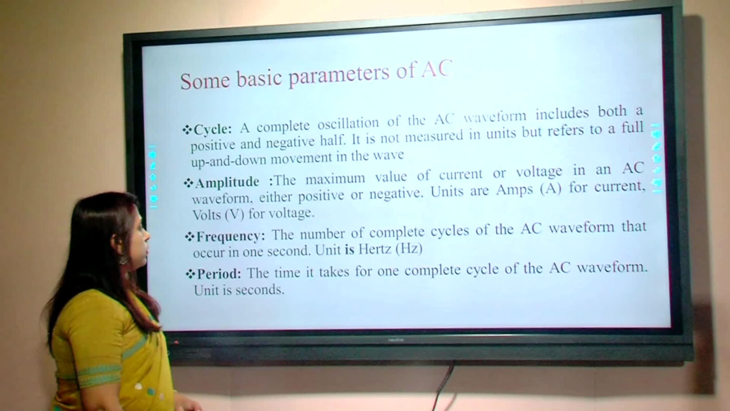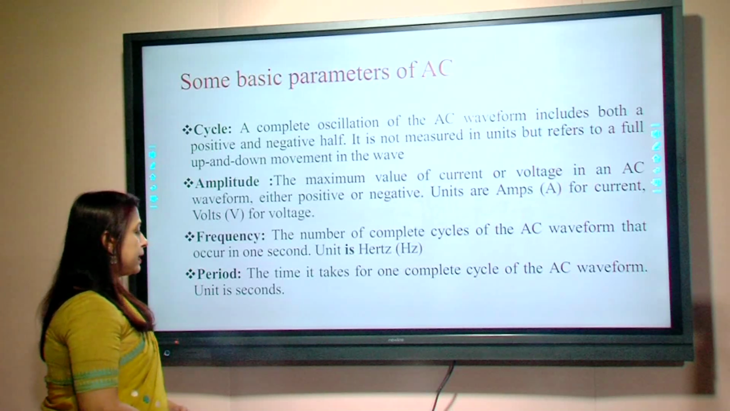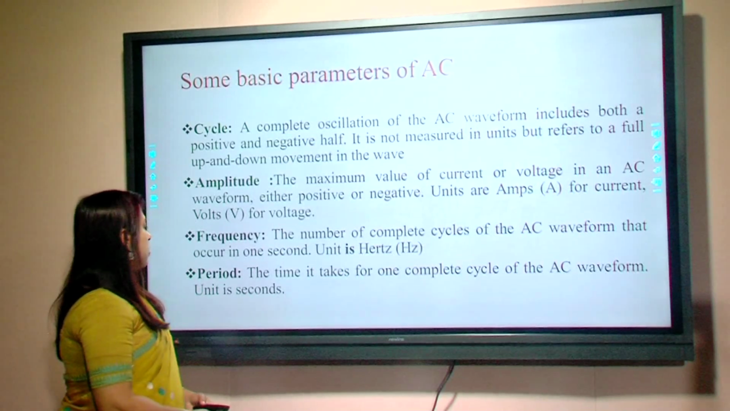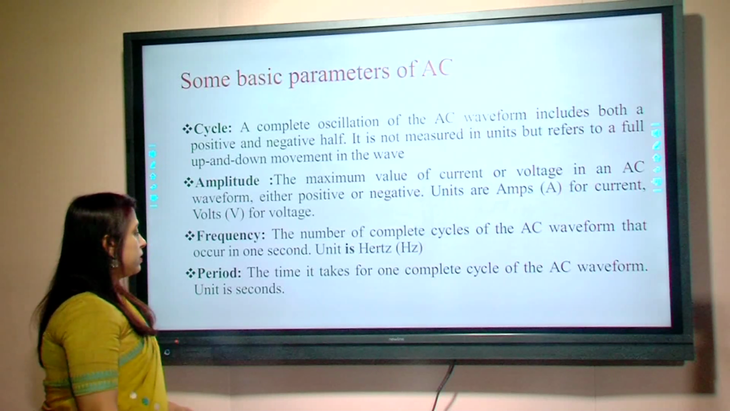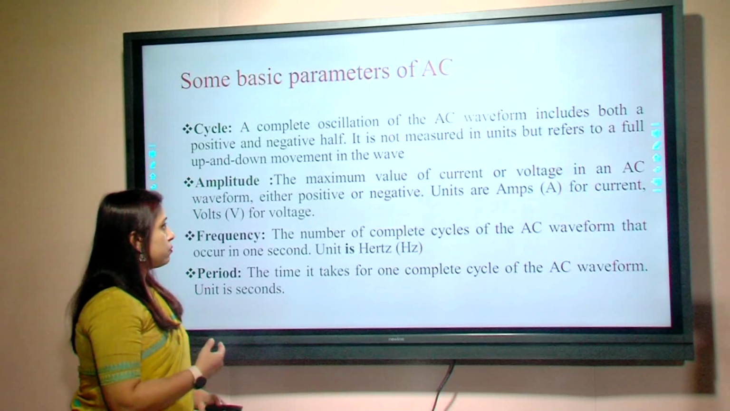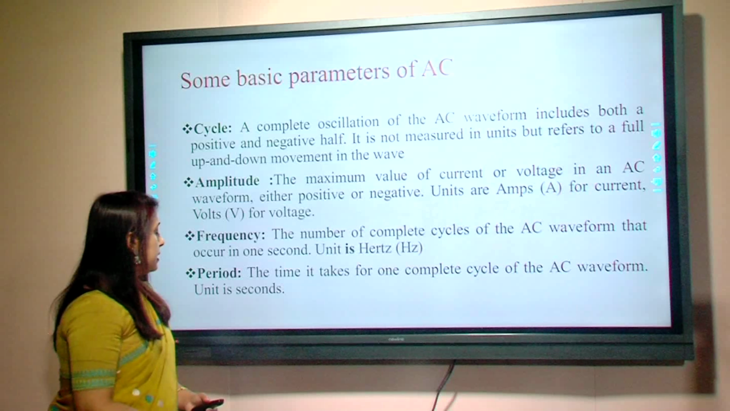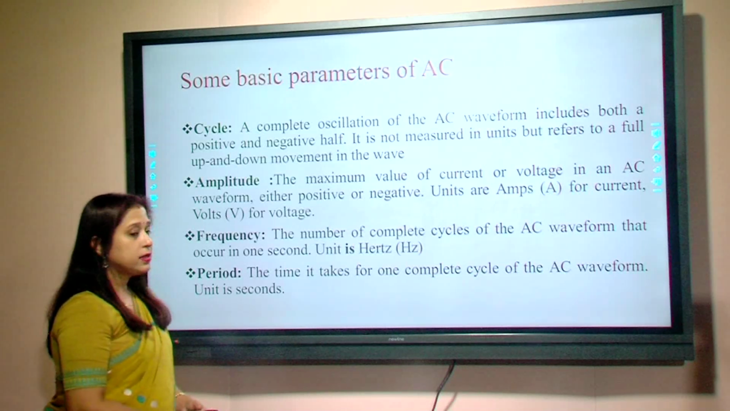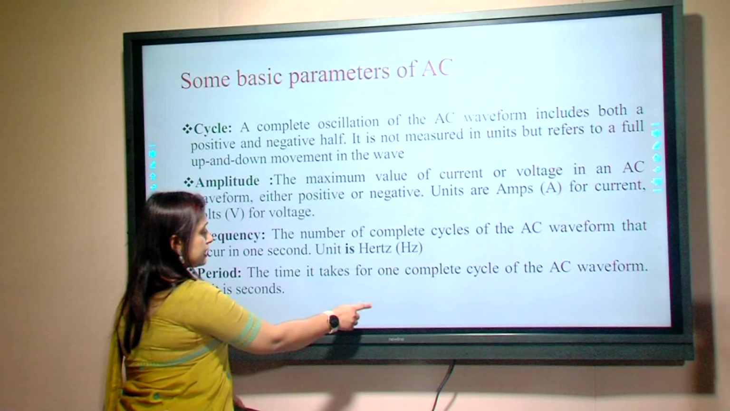Next we move to another parameter which is important for AC waveform, that is the frequency. The number of complete cycles of the AC waveform that occur in 1 second is termed as the frequency. The unit for frequency is hertz. The next parameter that we want to discuss is the period. What is a period? The time it takes for one complete cycle of AC waveform is termed as the period. The unit for period is seconds.